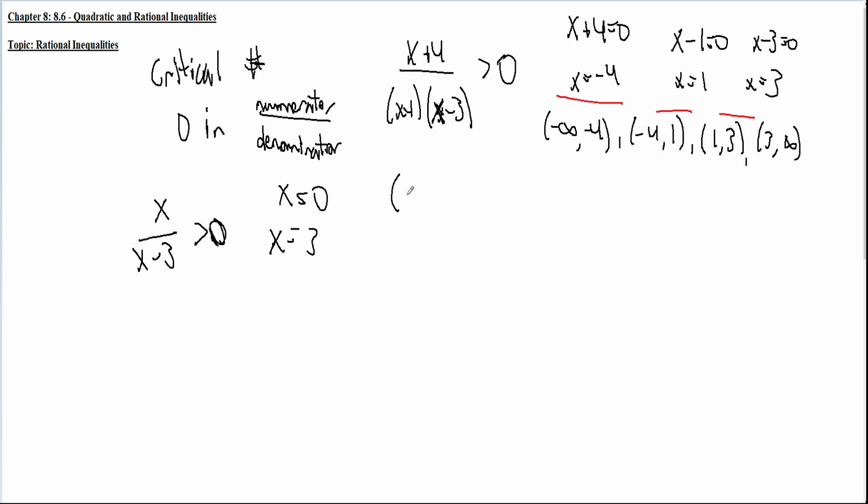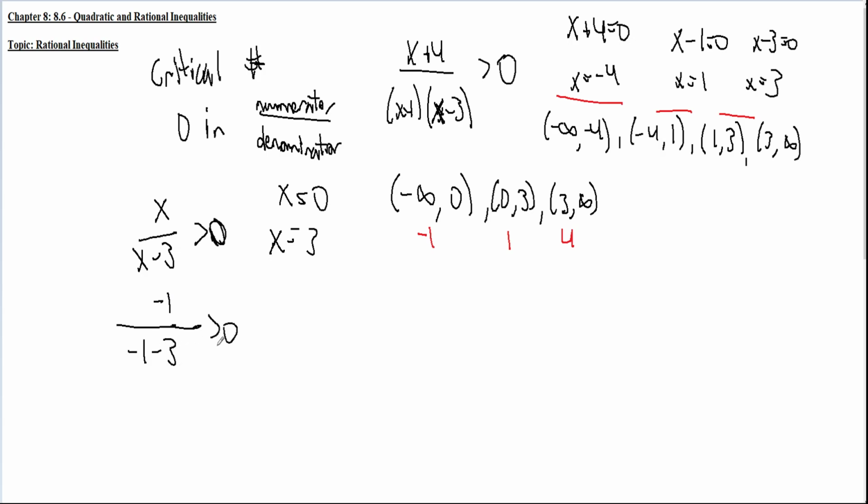So if we construct our test intervals, we'll go from negative infinity to 0, 0 to 3, and 3 to positive infinity. And so from here, if we pick, let's say, negative 1, 1, and 4, those will be the 3 values that we have to test. So we take each of those and plug them back into our inequality. So we have negative 1 divided by negative 1 minus 3. And so that's negative 1 divided by negative 4. Dividing two negatives makes the number positive. And so we end up with 1/4 being greater than 0, which is true.